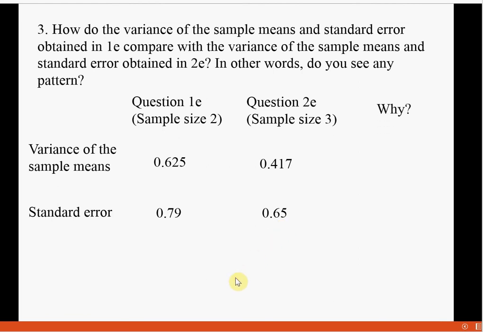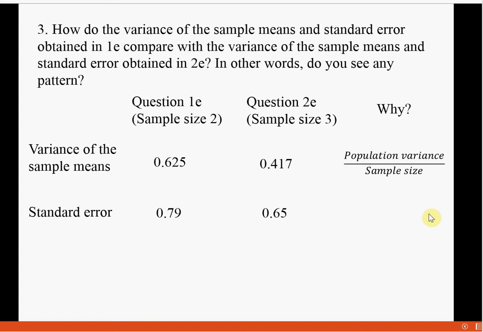Why did that happen? Look at this. We said previously, if you use the population variance divided by the sample size, you would obtain the variance of the sample means. If the population variance is given, if the number on the top does not change, and you increase the sample size, the whole ratio will become smaller. Make sense? So that's exactly it: when you increase the sample size from 2 to 3, the whole ratio, the variance of the sample means, will become smaller.